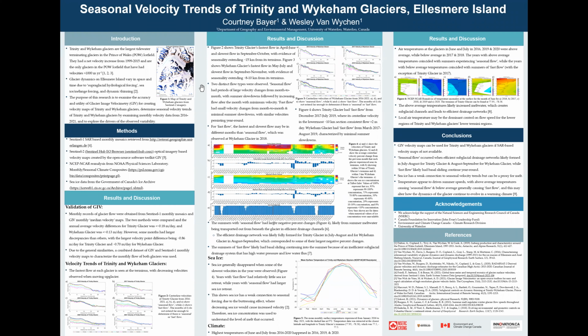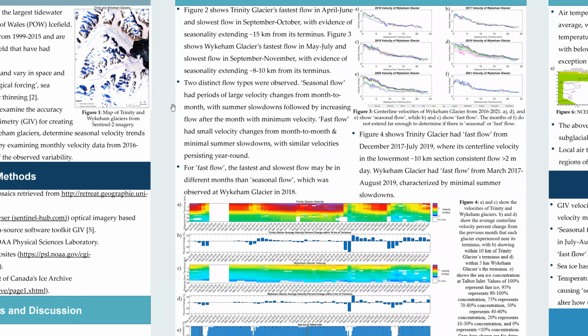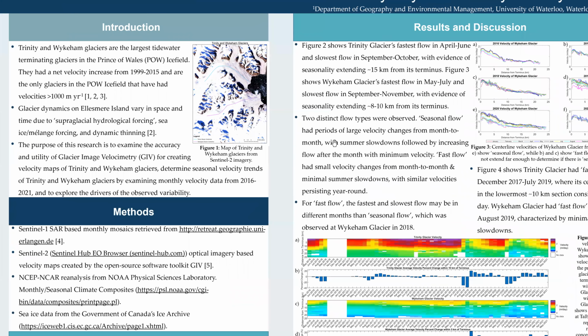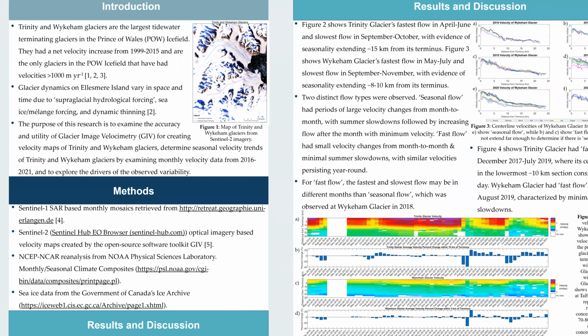Hi everyone, I'm Courtney Bear, and this study is looking at Trinity and Wykeham Glaciers, which are two of the largest and fastest tidewater glaciers in the Prince of Wales ice field. The purpose of this study was to determine the use of the GIV software for creating velocity maps. It was also to determine Trinity and Wykeham Glaciers' seasonal velocity trends from 2016 to 2021 and what the drivers of the variability that were observed are.